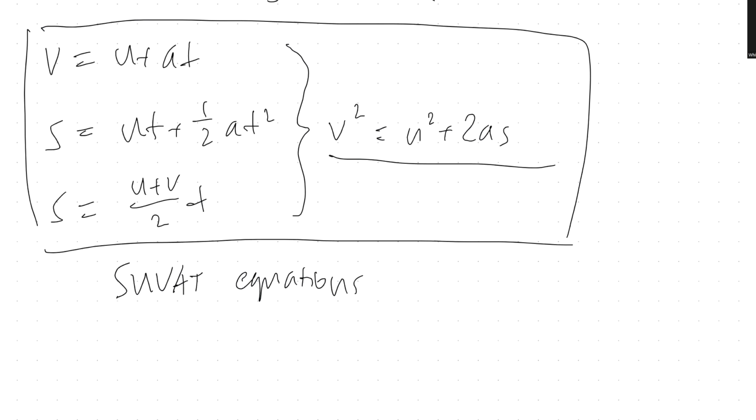So just to repeat again, s is displacement, v is the final velocity, u is the initial velocity, a is acceleration, and t is time. So these will fully describe your displacement, your velocity, and acceleration over time.